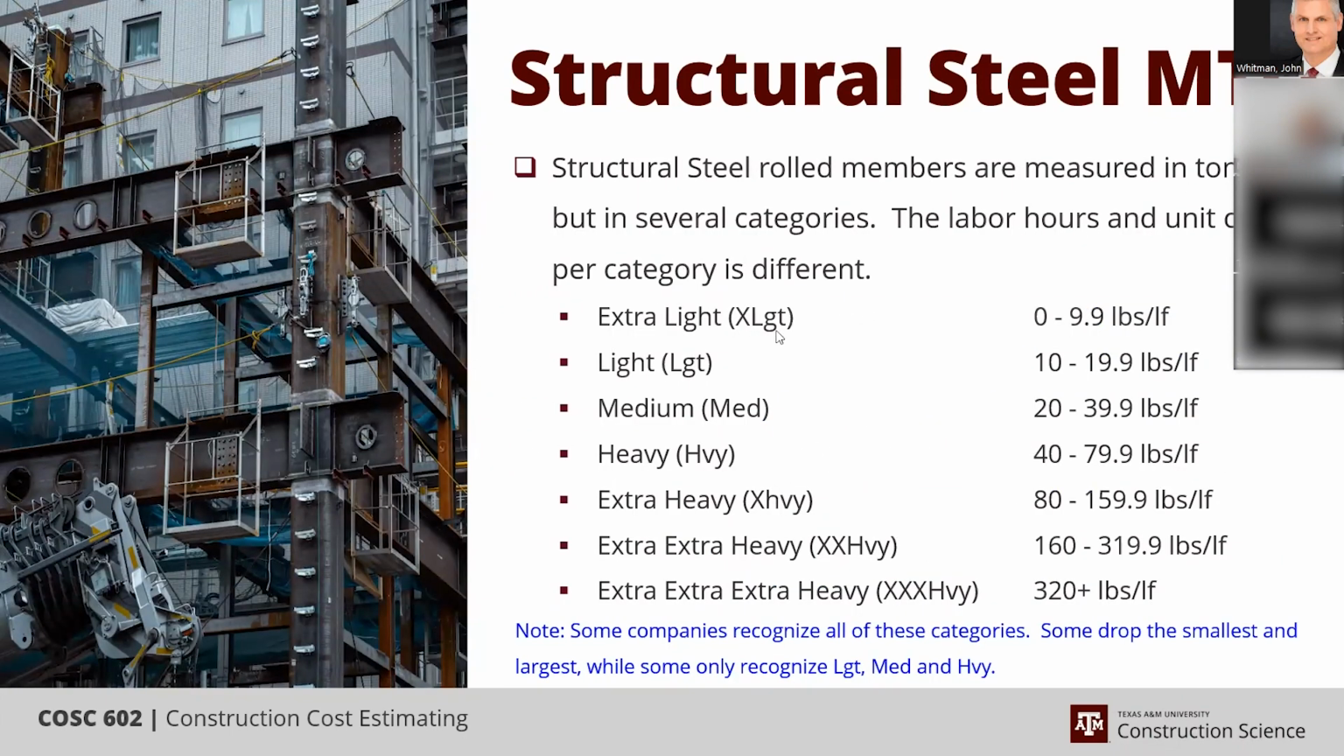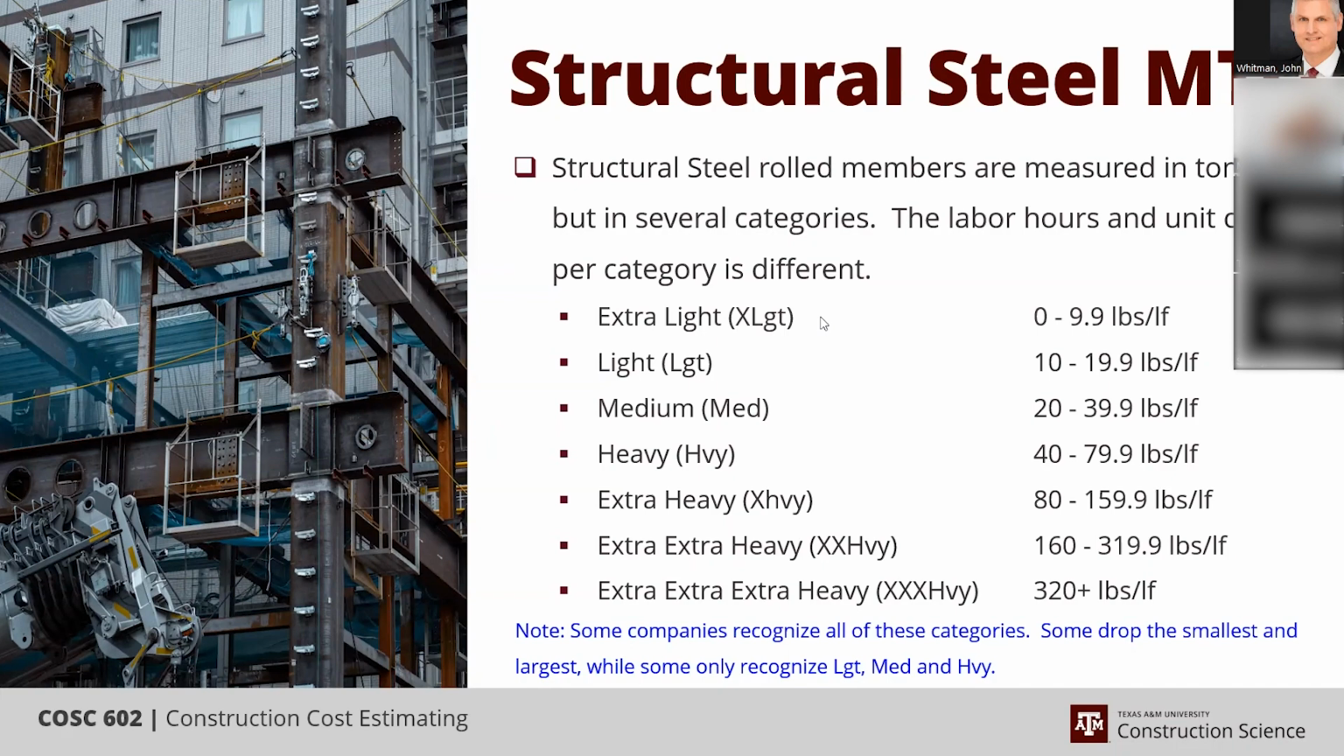But when I mentioned the categories that the weight would fall into, I talked about a W8 by 15. A W8 by 15 naturally falls into the light category. So we quantify all of our non-miscellaneous steel into these categories: extra light, light, medium, heavy, extra heavy, and extra extra heavy. Not everybody recognizes all of these categories.